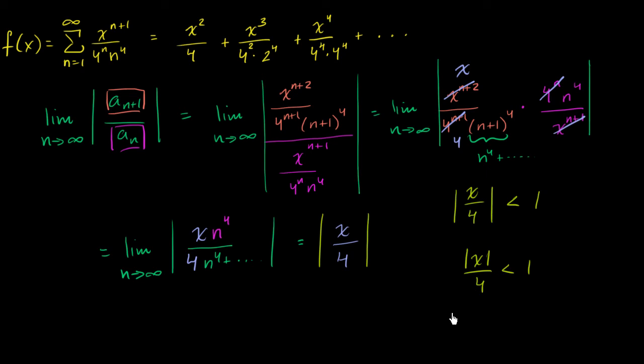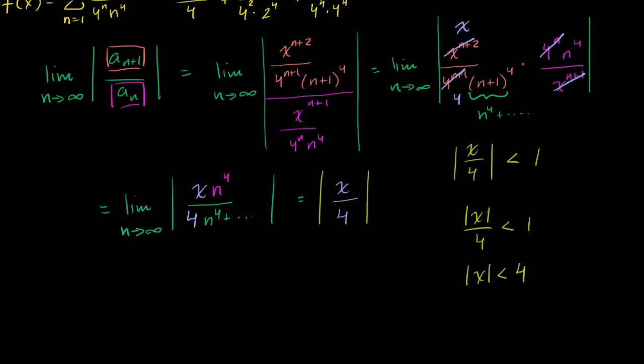Multiply both sides by 4, which won't change the inequality since 4 is positive. So you're going to have the absolute value of x has to be less than 4. And so just like that, we have defined the radius of convergence. This right over here is the radius of convergence for our function, or for our infinite series.